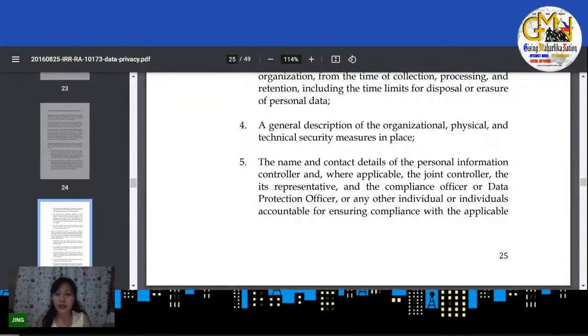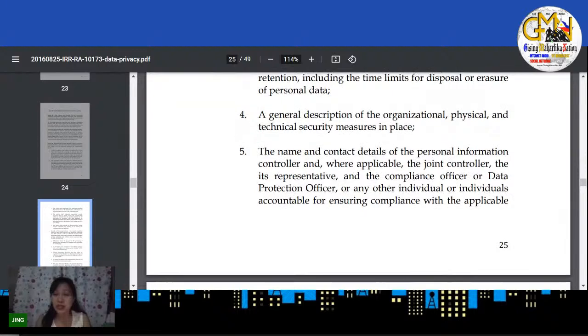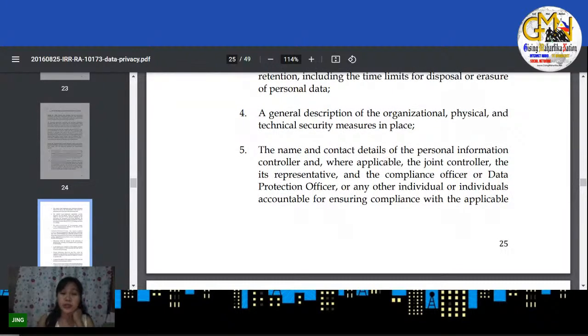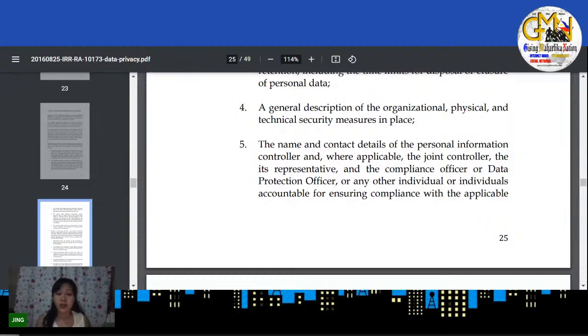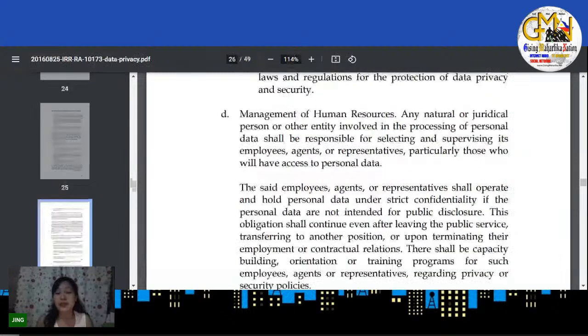Number 5, the name and contact details of the personal information controller, and where applicable, the joint controller, its representative, and the compliance officer or data protection officer, or any other individual or individuals accountable for ensuring compliance with the applicable privacy and security. Letter D. Management of human resources.